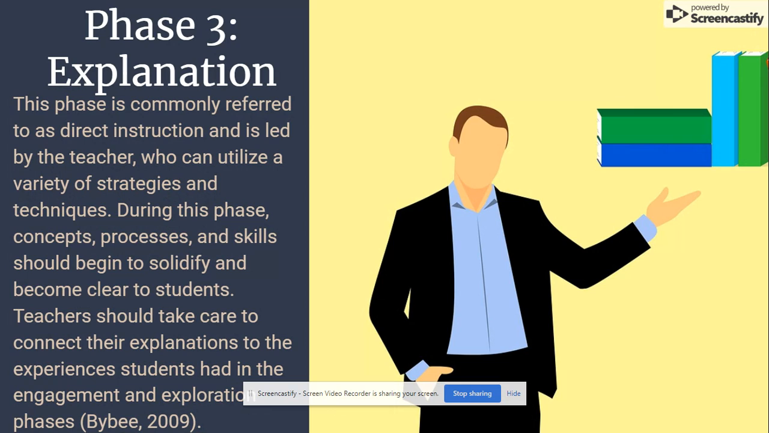And so during explanation, this is pretty much direct instruction. Now that you've already got an idea of what students know and don't know, and you have a better feel for that, now you can begin filling in those gaps of what they don't know. You can correct misconceptions, and you're really starting to solidify knowledge for the students. You're trying to be clear in your instruction and really make sure that students are putting things together and making connections.